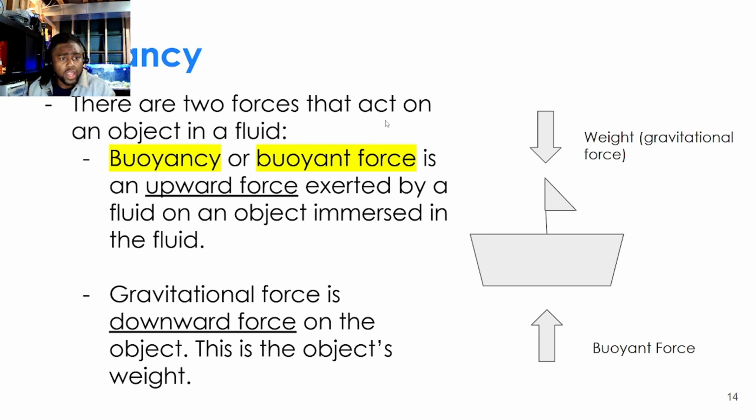There are two forces that act on an object in a fluid. There's a buoyant force, which is the upward force exerted by a fluid on an object immersed in the fluid. Notice once again we use fluid and not liquid. You can have a buoyant force in a gas as well. A little bit of foreshadowing. Gravitational force is the downward force on the object, and this is the object's weight. So the downward force is the gravitational force, and the upward force is the buoyant force.